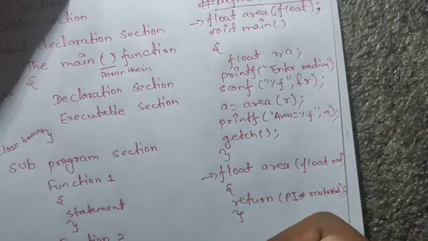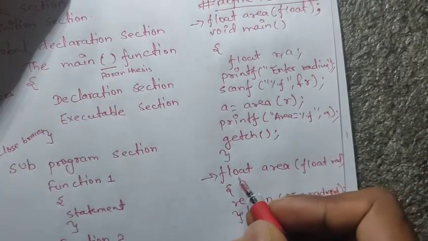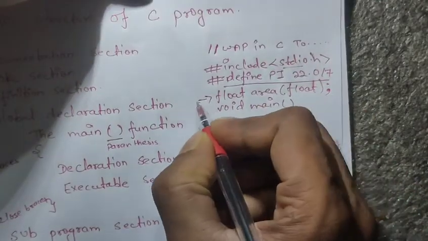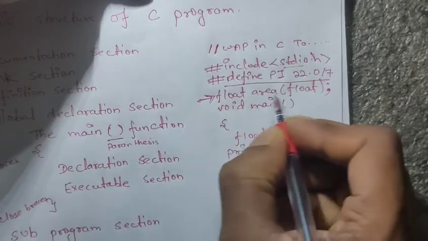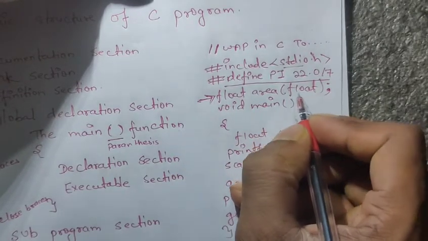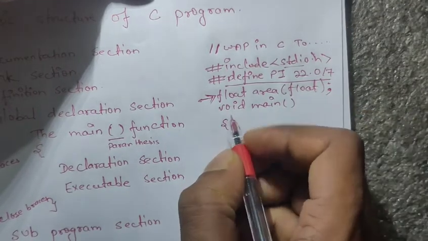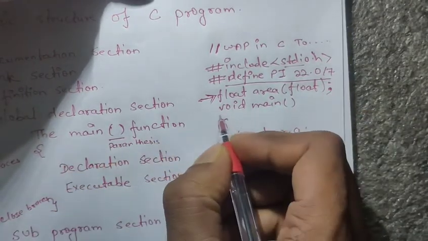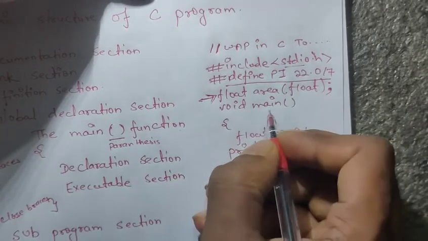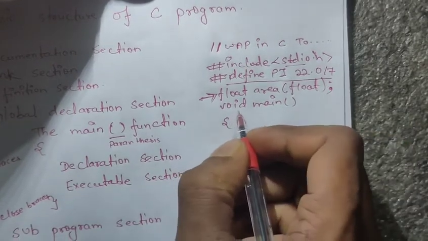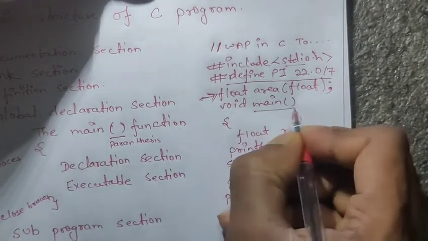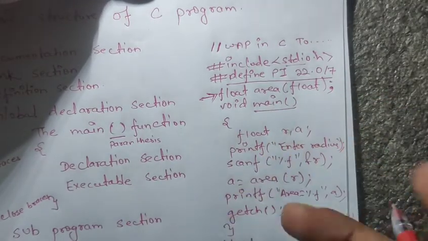After the main program, we will write a subprogram, and for that subprogram we need to define the function first. So float area, and float is given. This is the data type we have to declare. Again, here is the main function. For the main function we write void main to escape warnings, and the main function tells the program it is going to start from here.